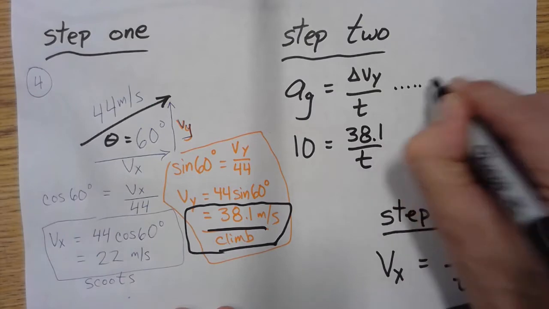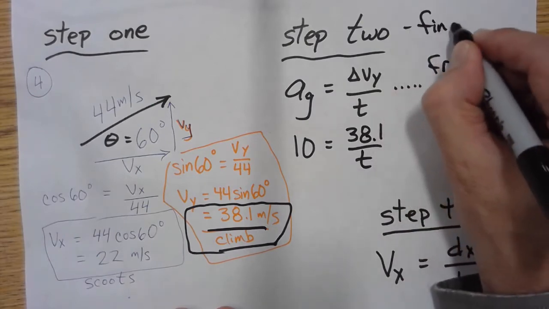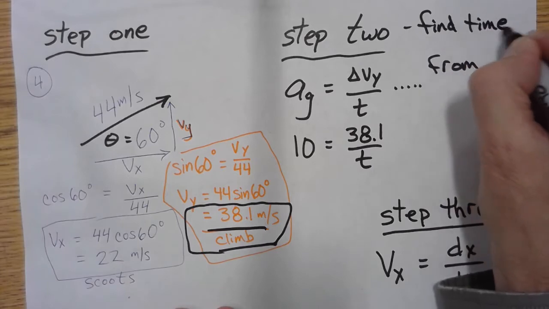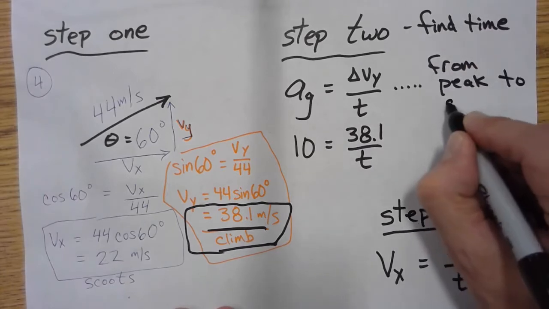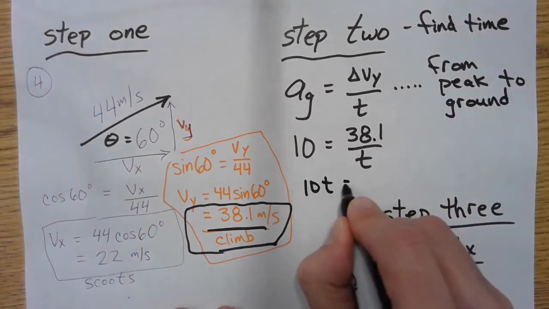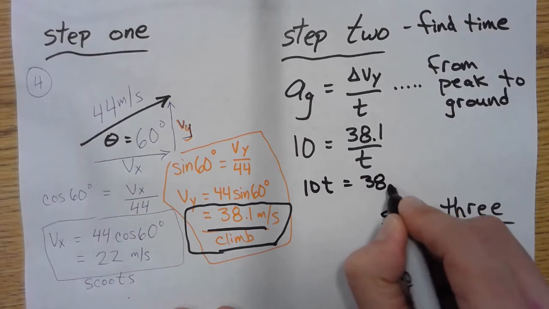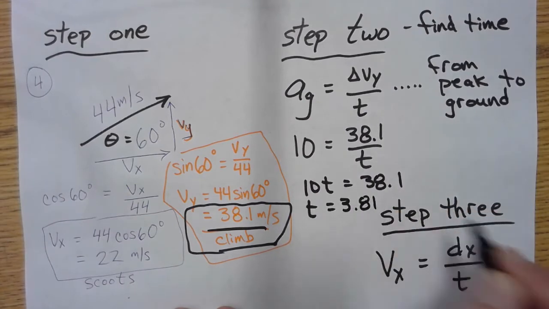Now, what you're doing when you find time, so that's really what step 2 is, find time, solve for t. The way you set up this equation, it's really from the top to the bottom. So when we solve for t, we need to make sure we double it to get total time in the air.